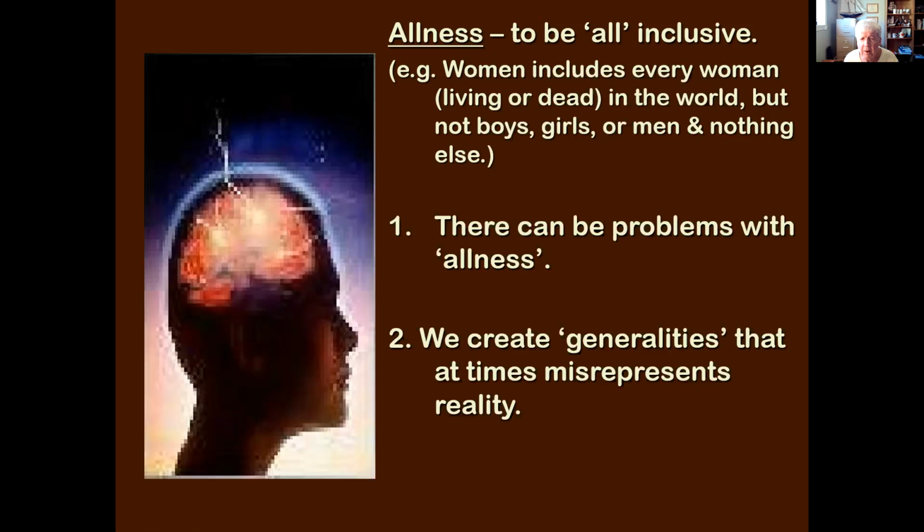There can be problems with allness. We create generalities that at times misrepresents reality. Okay, here's a misrepresentation. All professors are weird. Really? All professors are weird? I wouldn't be surprised. There are professors who are weird, but probably not all professors are weird. But all creates allness, meaning all. Therefore, when we talk about someone or all men are this way, we mean all men, but that may not be true, or all women, that may not be true. And so allness can be a problem when we use it.